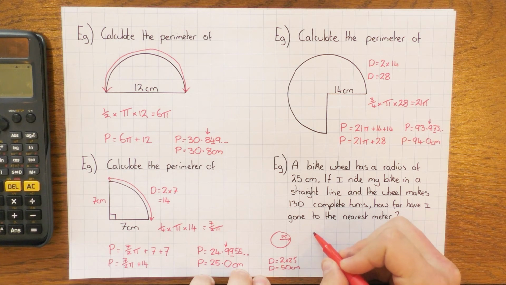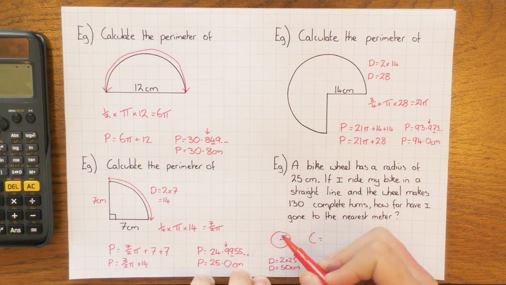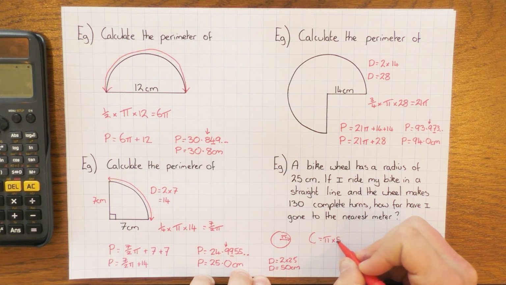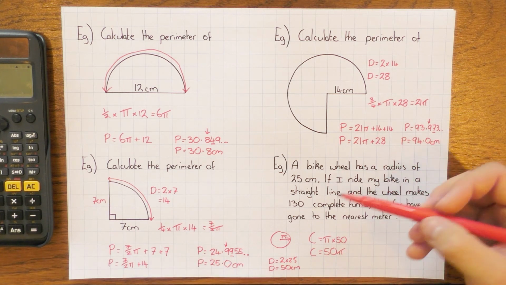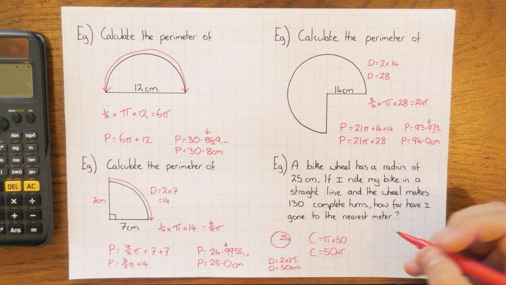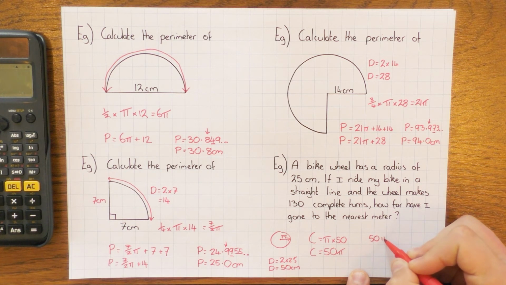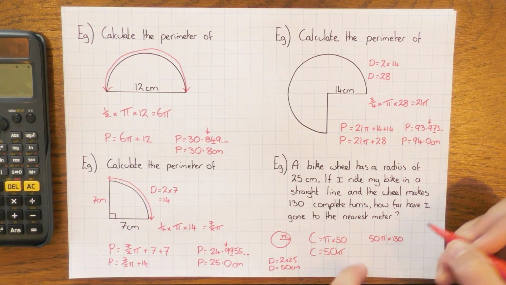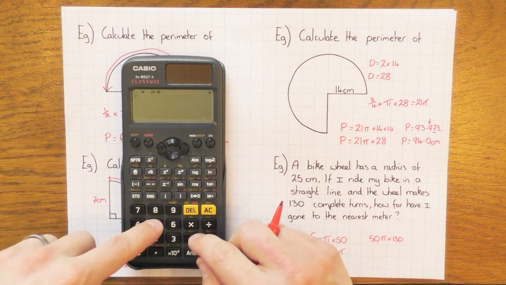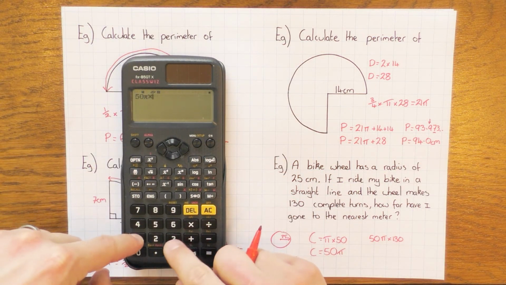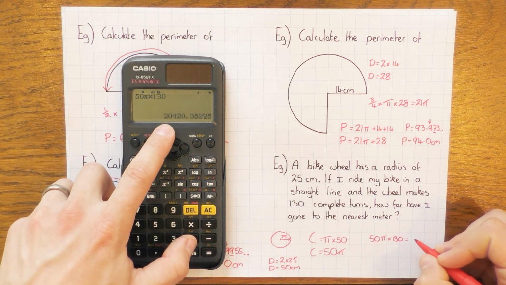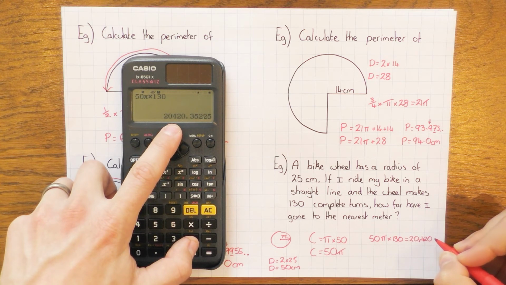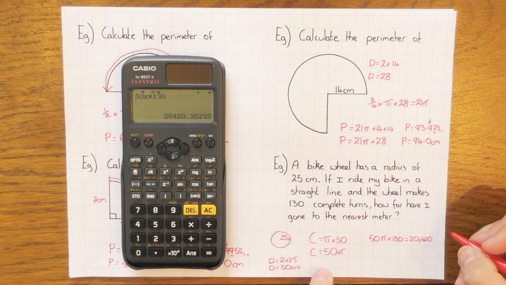Then I'm going to work out the circumference, which is obviously, again, the length around the outside. So that's pi times 50, which is 50 pi. Now, I make 130 complete turns. So 50 pi times by 130. Let's see what that gives us. That's going to give me 20,420. I'm going to leave it as that, centimetres.